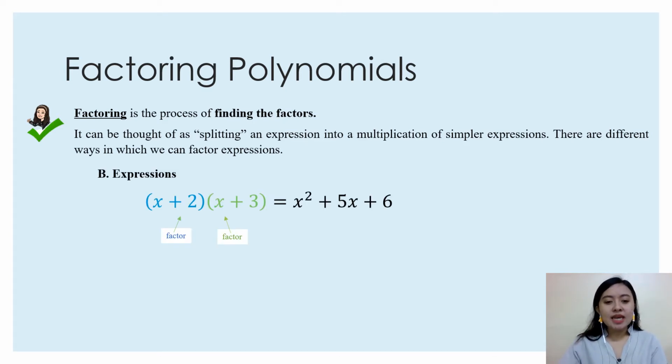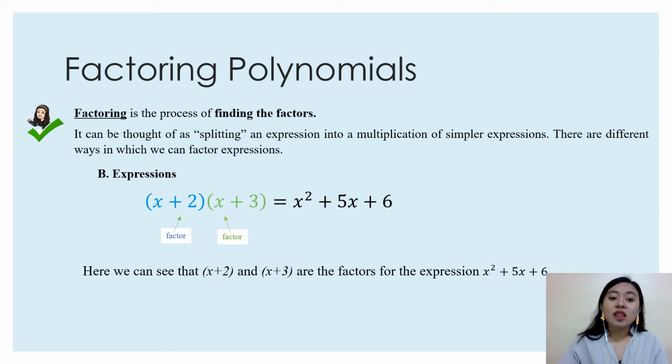Here we can see quantity x plus 2 multiplied by quantity x plus 3 is equal to x squared plus 5x plus 6. We can see here that the two quantities or the two factors here, x plus 2 and x plus 3, are factors of the expression x squared plus 5x plus 6. Meaning, if you multiply these two factors, you will get the expression x squared plus 5x plus 6.